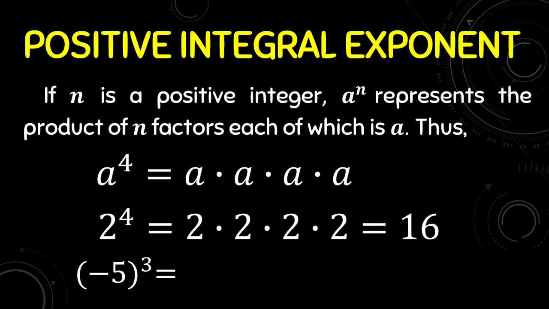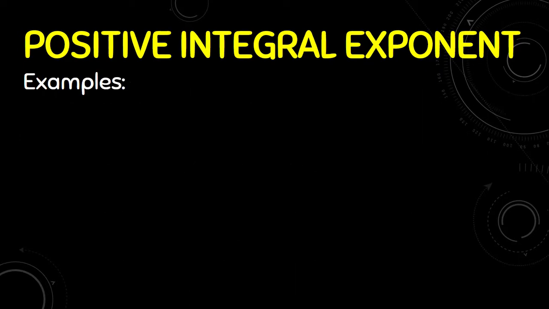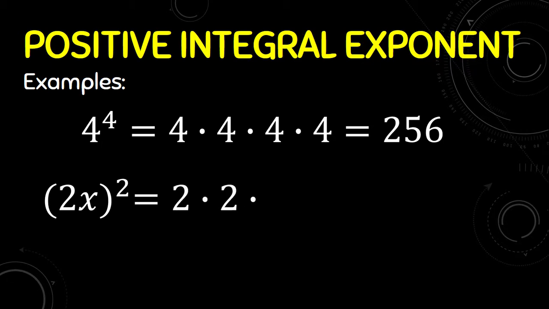Another, we have here negative 5 cubed. That is negative 5 times negative 5 times negative 5, and that is negative 125. Some more examples, we have here 4 raised to 4, that is equal to 4 times 4 times 4 times 4, and it is equal to 256. How about 2x squared? That is 2 times 2 and x times x. We have here 4x squared.